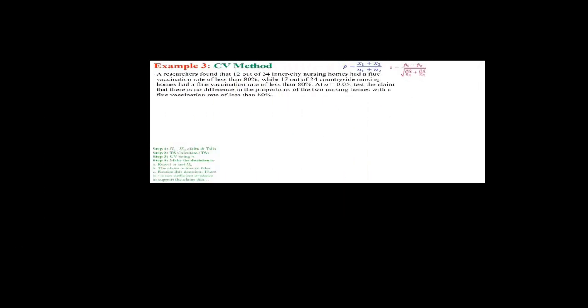Let's go to the next example. A researcher found that 12 out of 34 inner-city nursing homes had a flu vaccination rate of less than 80%, while 17 out of 24 countryside nursing homes had a flu vaccination rate of less than 80%. At alpha equals 0.05, test the claim that there is no difference in the proportions of the two nursing homes with a flu vaccination rate of less than 80%.